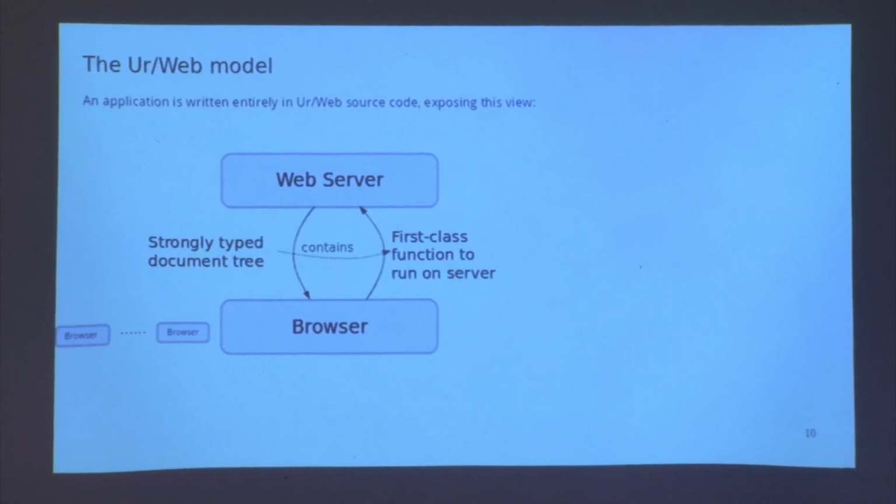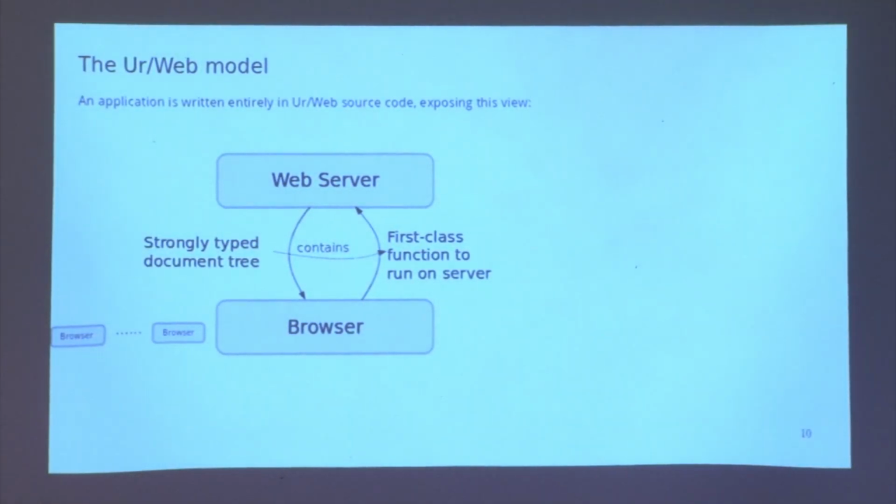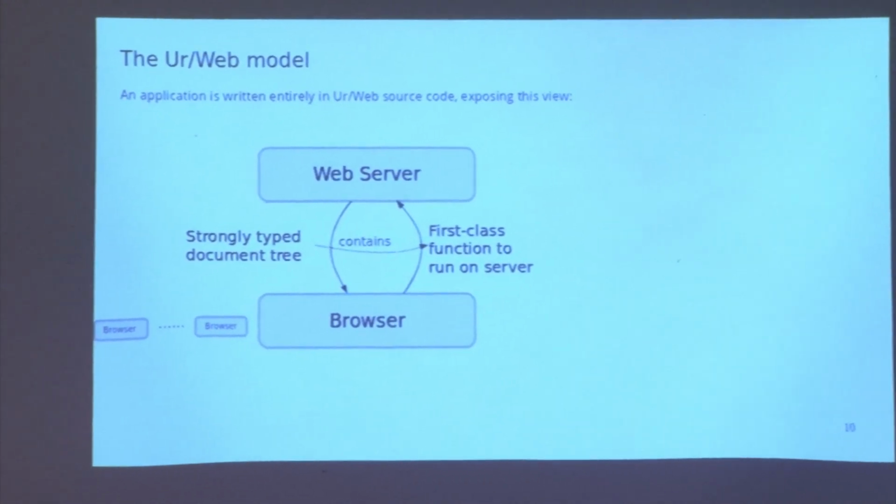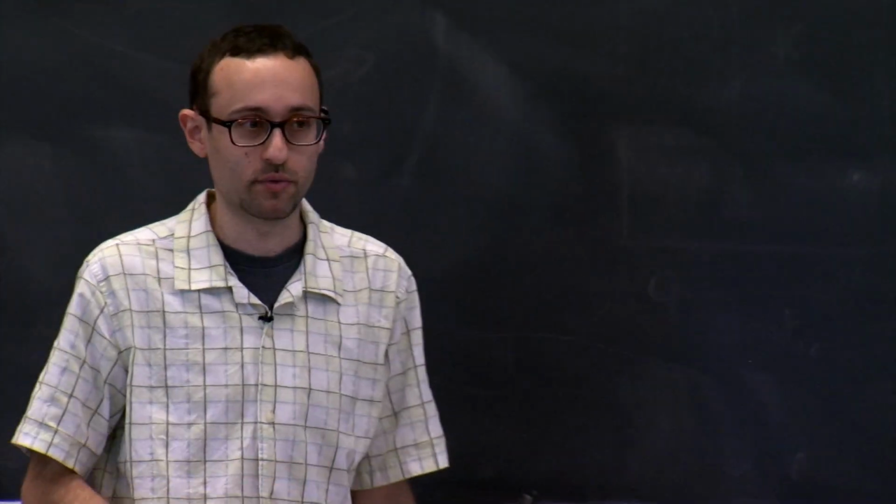And each of these trees contains within it links, which are themselves basically just references to other functions that you might choose to call on the server. So then the browser, when the user clicks on those links, picks out the function and conceptually calls it on the server, just like the original function that we called to get to this point.